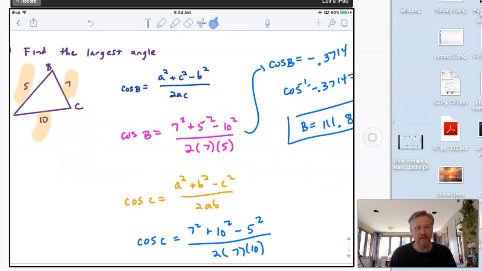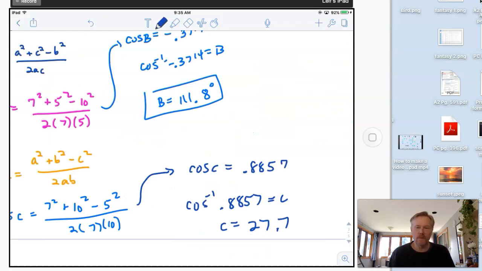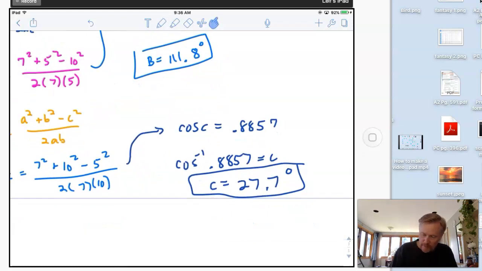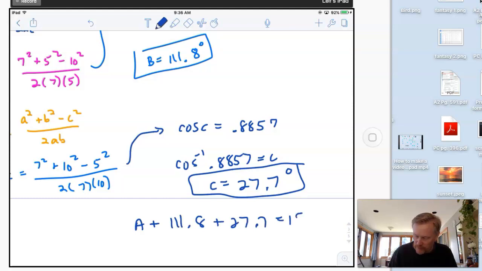And when I do that, I get this: 7 squared plus 10 squared minus 5 squared over 2 times 7 times 10. And when I punch that into my calculator and simplify, I get the cosine of C equals 0.8857, and therefore the inverse cosine of 0.8857 is angle C, which would be 27.7 degrees. And now I can add them and subtract from 180. So angle A plus 111.8 plus 27.7 equals 180. And when I do that, I get angle A is 40.5.